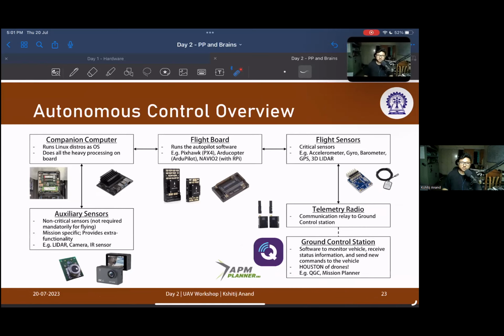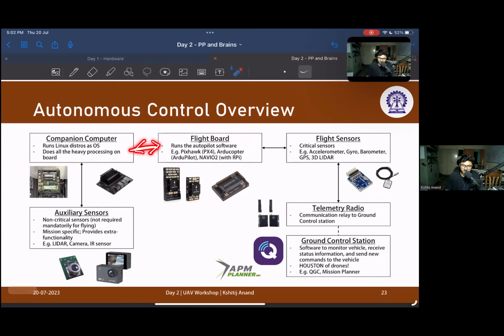I'll give you an overview of the autonomous control, and why I am so insistent that you at least know about this overview, because we are generally taught a lot of theory in the curriculum, but what to do exactly we do not know. So this is how the whole autonomous control architecture looks. Obviously, you are going to have your flight board. The most important part is the flight board, which is going to control your motors, your servos, and everything.